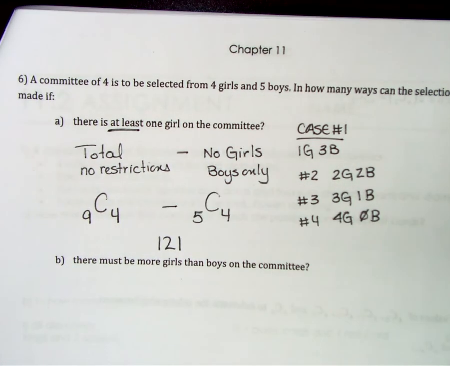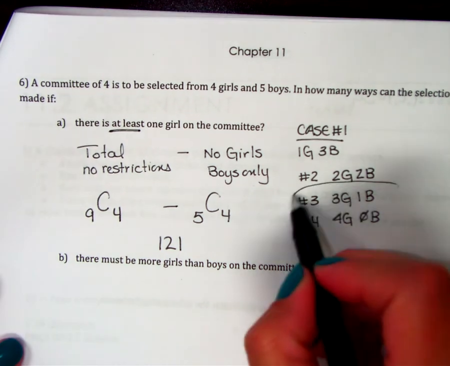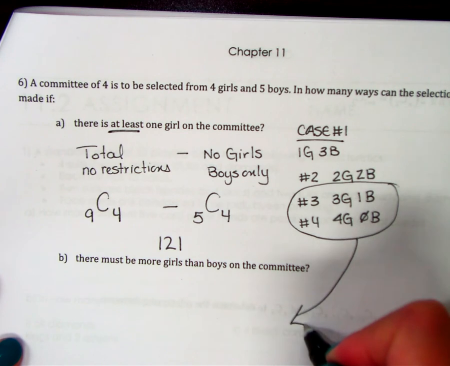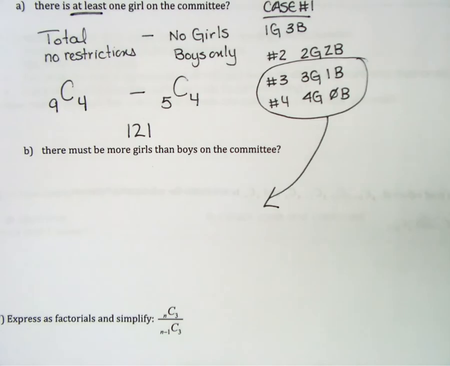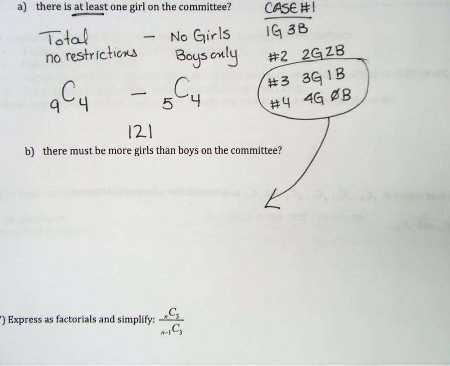Yeah. Okay, there must be more girls than boys on the committee. This one doesn't work using that same method. You have to use cases. But there's only 2 cases. What are the cases? 3 girls, 1 boy, 4 girls, no boys. Those cases that we listed there, if we had done them in question 1, we could use them to answer some of the other questions.